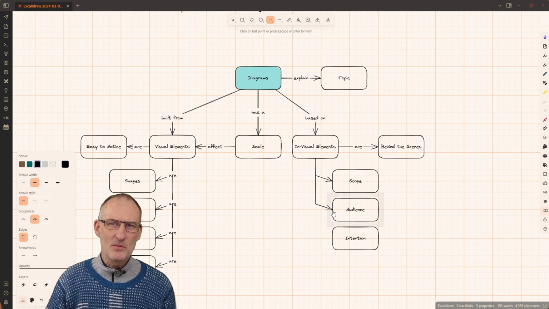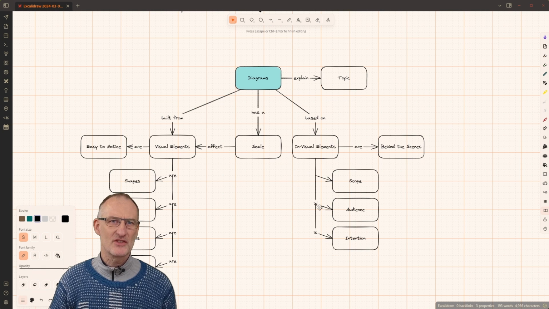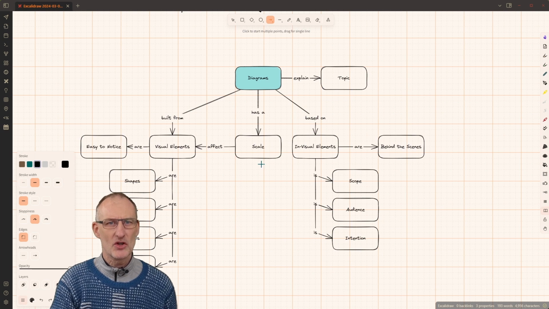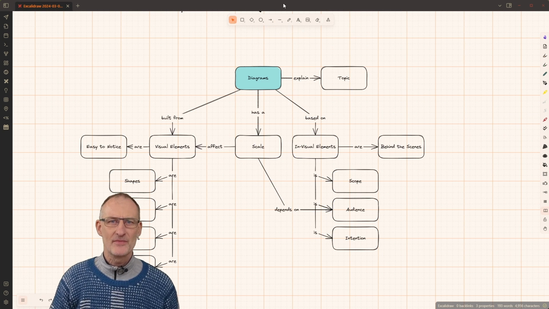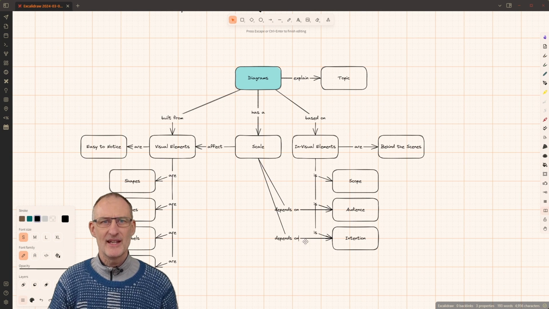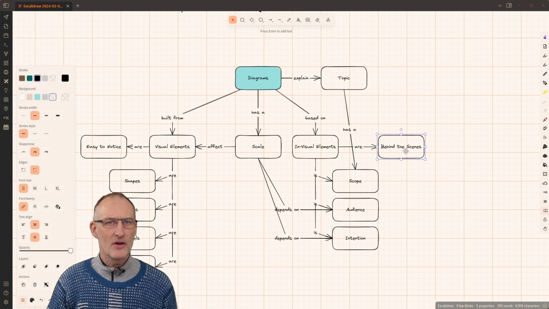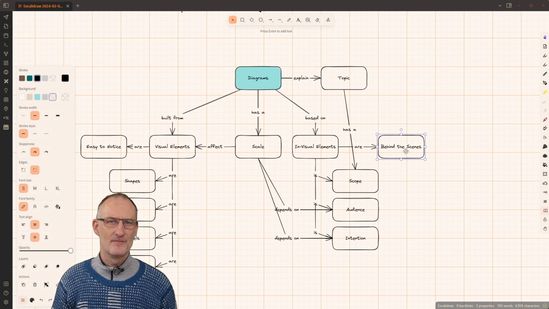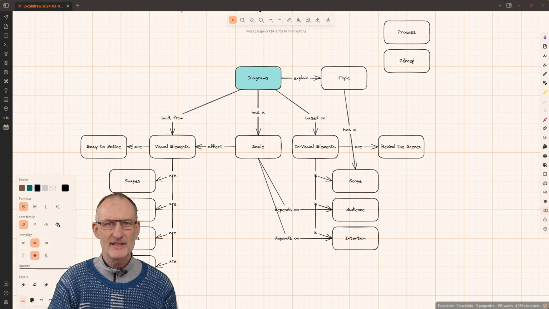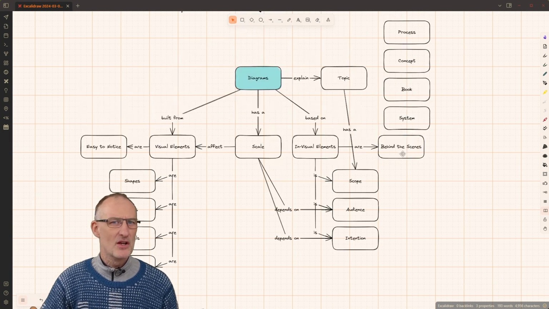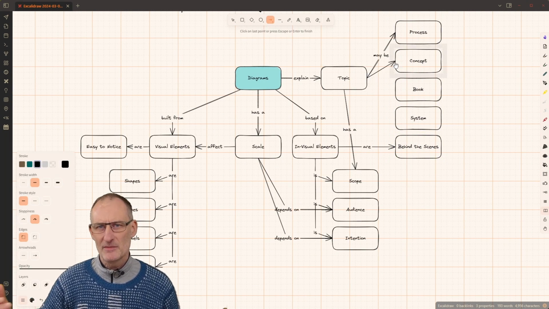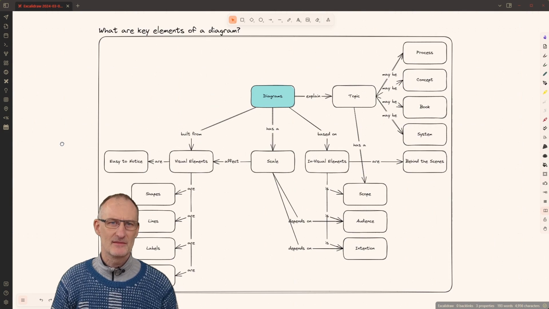We can add a few more lateral connections, such as scale depends on audience and intention, and the topic has a scope. Finally, to round off our concept model of a diagram, let's expand on what a topic may be. It may be a process, a concept, a book, or a system, and potentially many other things.